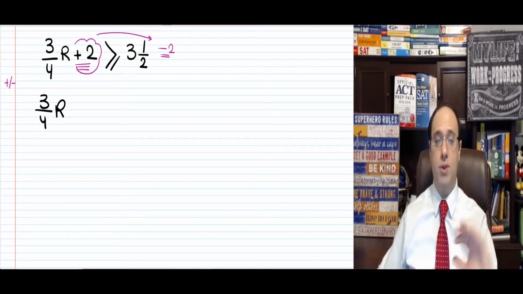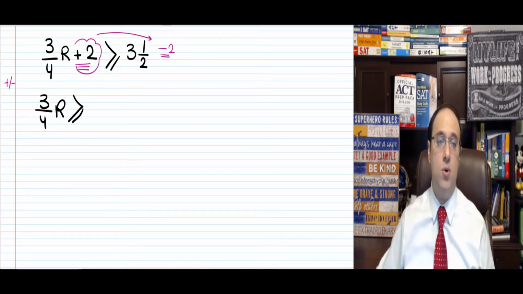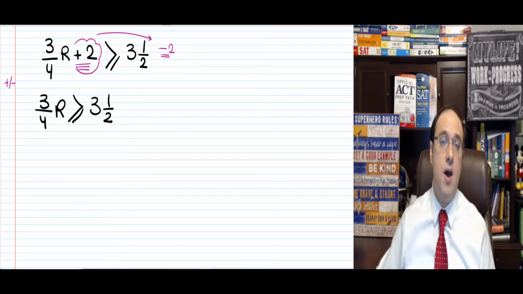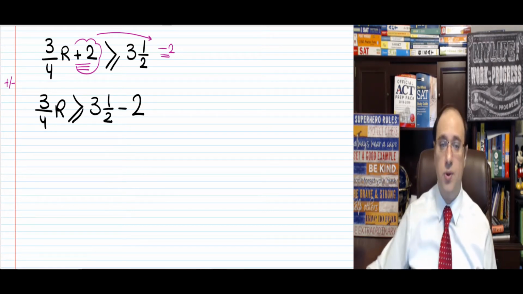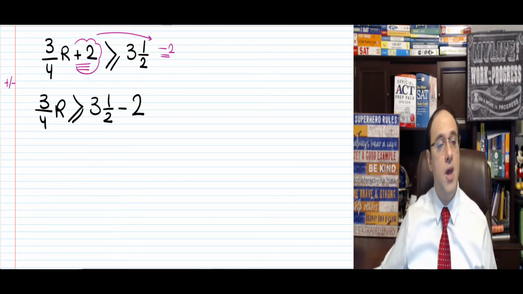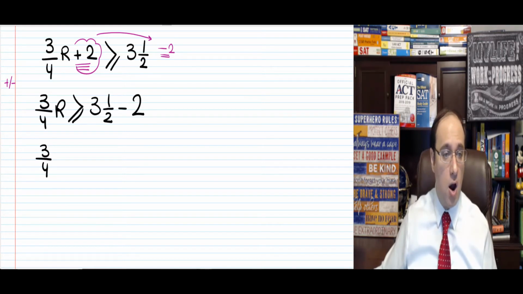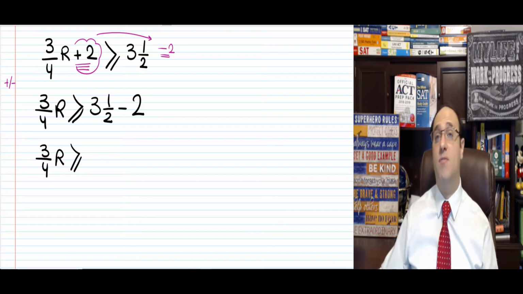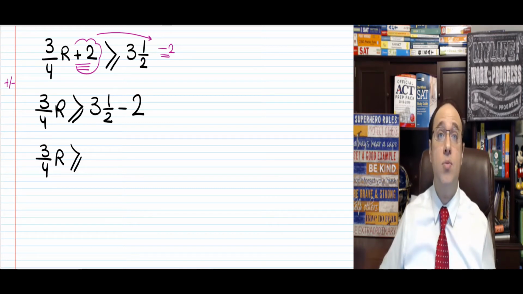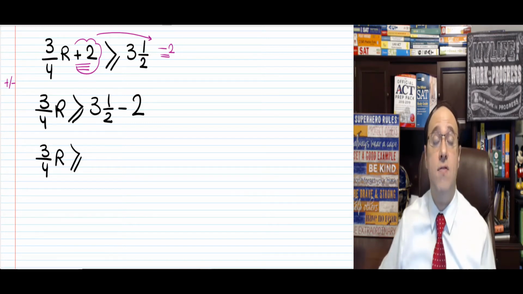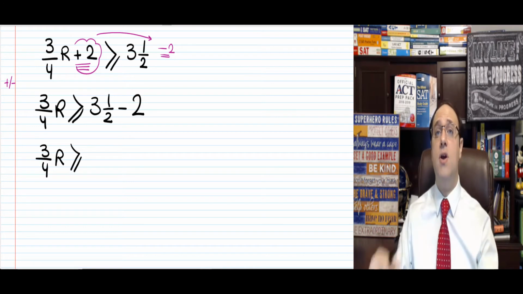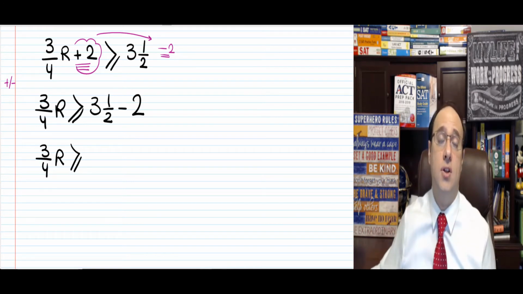3 over 4r, plus 2 already went, is greater than or equal to 3.5 minus 2. Okay? Super. 3 over 4r is greater than or equal to... how do I do 3.5 minus 2? There are many ways. One of the ways is to change 3.5 into an improper fraction first, and then change 2 into a fraction, and get a common denominator, and subtract them, and that just takes a lot of time.